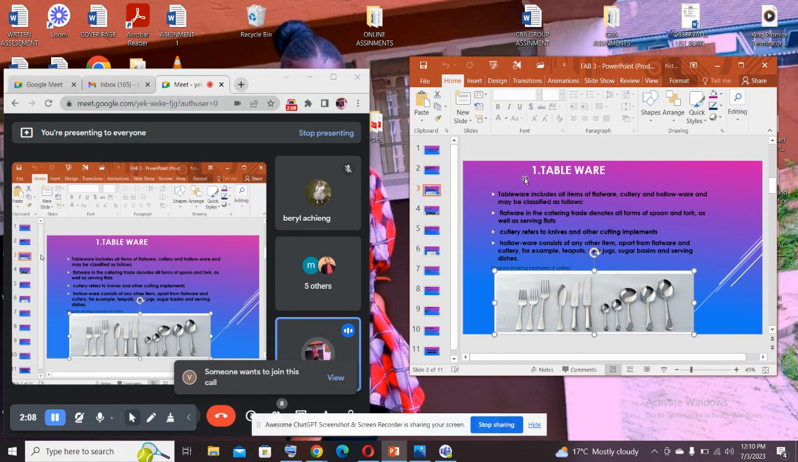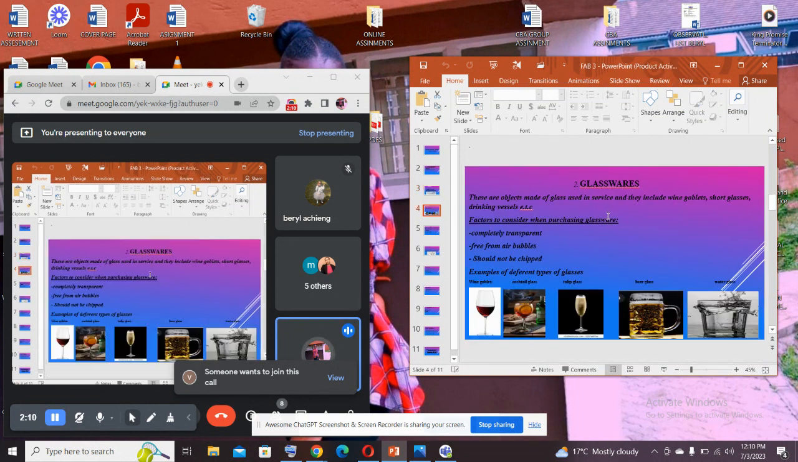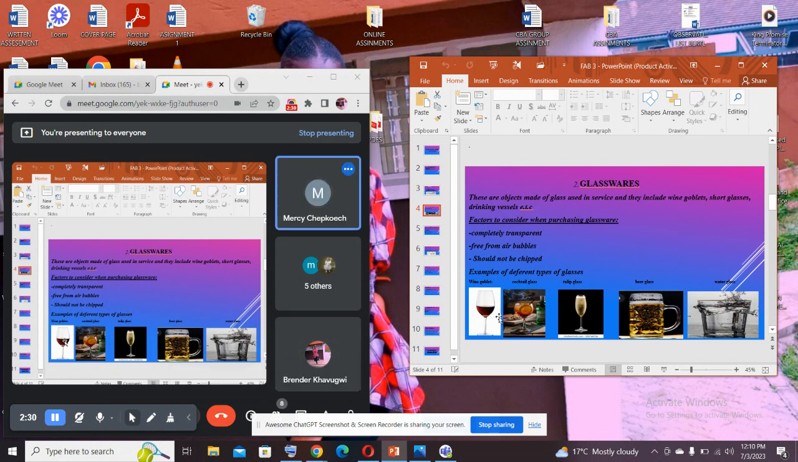So another type of service equipment is the glasswares, and these are objects made of glass and are used in service, and they include the wine goblets, the shot glasses, the drinking vessels, etc. So I have diagrams showing different types of glasses. We have the wine glass. Can you see the wine glass? Yeah, we have the cocktail glass, the lip glass, the beer glass, and the water glass. I know most of you have come across these types of glasses.